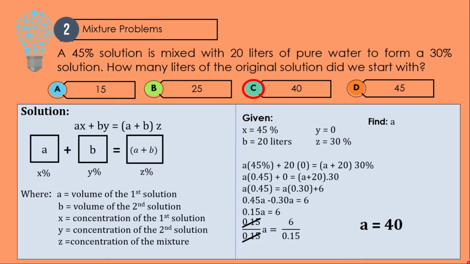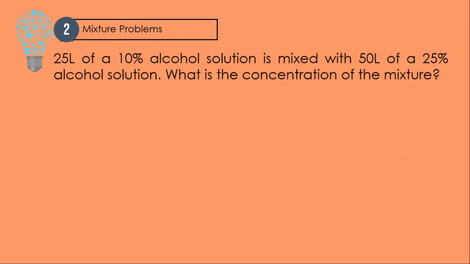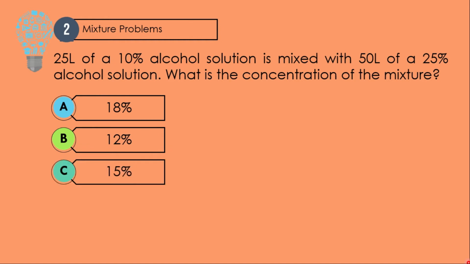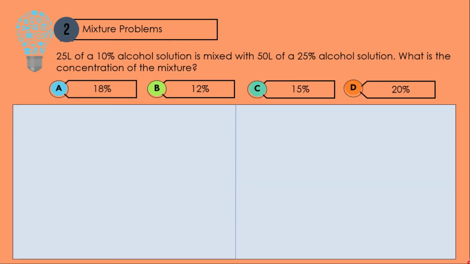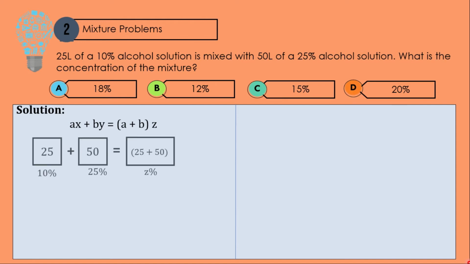Let's have another example. 25 liters of a 10% alcohol solution is mixed with 50 liters of a 25% alcohol solution. What is the concentration of the mixture? A. 18%, B. 12%, C. 15%, D. 20%. To solve this problem, we'll refer to the same formula. This time, let's put the given to the illustration so that you'll understand how the problem really works.